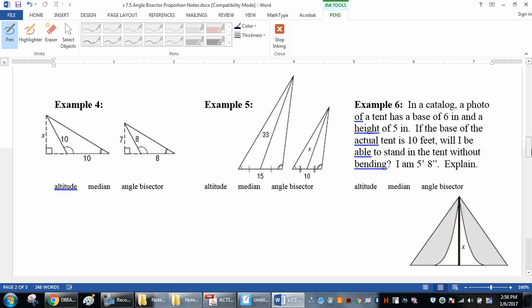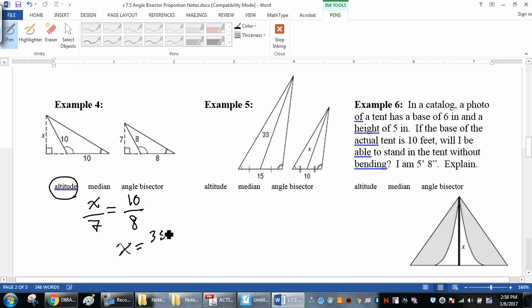So x is that altitude. Even though it's outside the triangle, it's still a part of the triangle, so it's still going to have that same property. Take the altitude x over the altitude of the corresponding, or similar, triangle, which equals the side in the first triangle over the side in the second triangle. So we get x over 7 equals 10 over 8. Cross multiply and solve. And again, don't worry, we're going to get a fraction for our answer here. We'll simplify it and write it as 35 over 4.